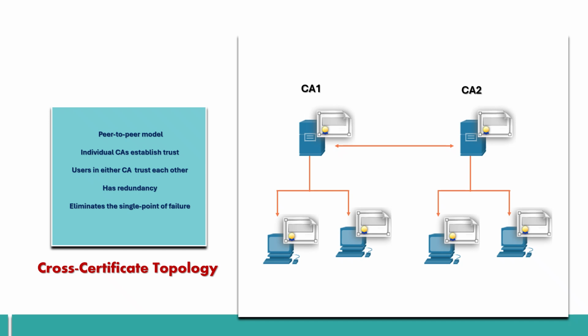In a cross-certificate topology, there are more than one CA. In this example, I'm showing two CAs, CA1 and CA2. Those two CAs trust each other. They establish a trust relationship. Therefore, the client of one CA can trust the client of the other CA and exchange communication safely.